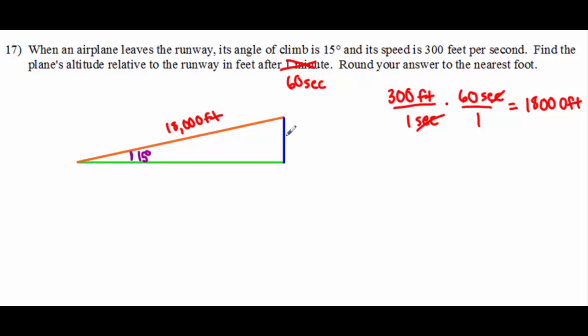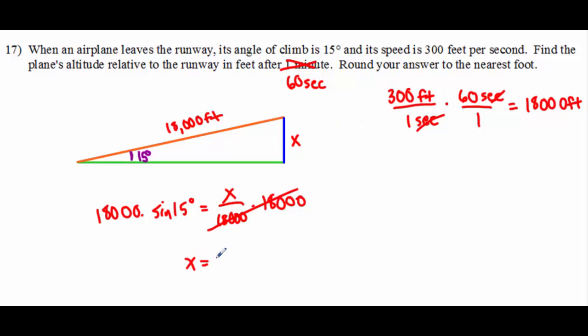And then I'm trying to find the altitude, which is this blue side of my triangle. So I'm going to use sine again. Sine of 15 degrees equals x over 18,000. I'm going to times both sides by 18,000 and get my answer of 4658. Oh, we're rounding to the nearest foot again, so this is 4659. And this is in feet.